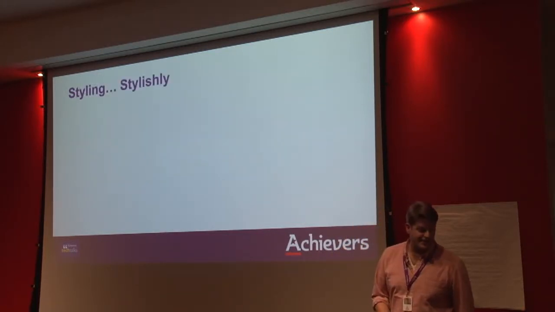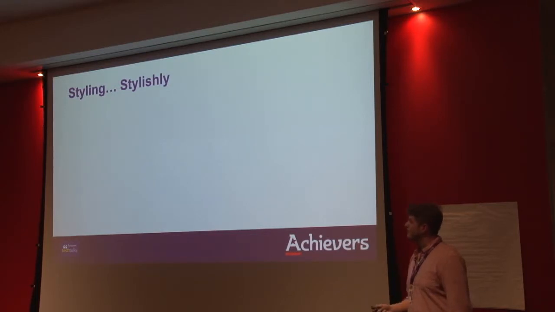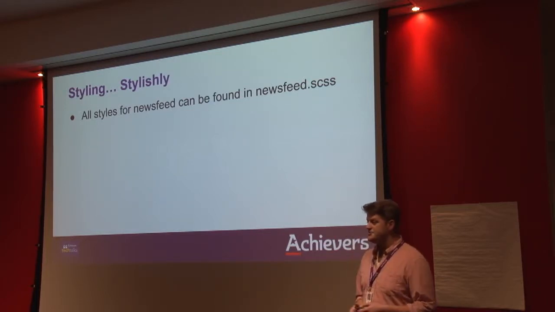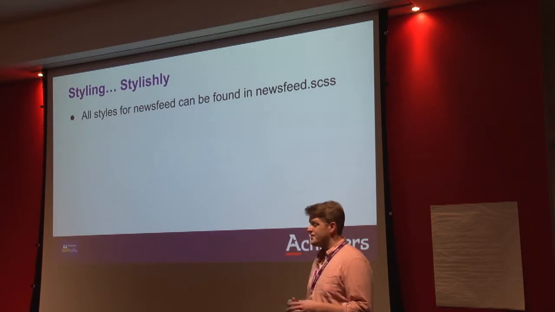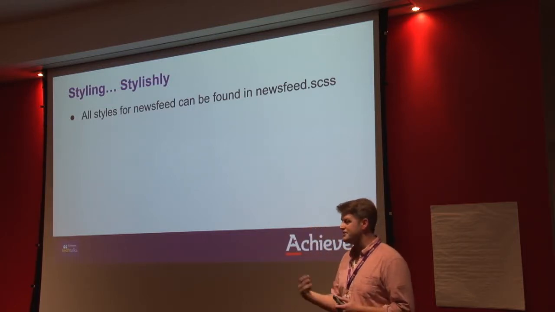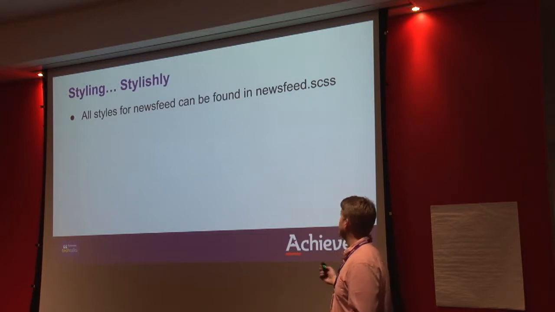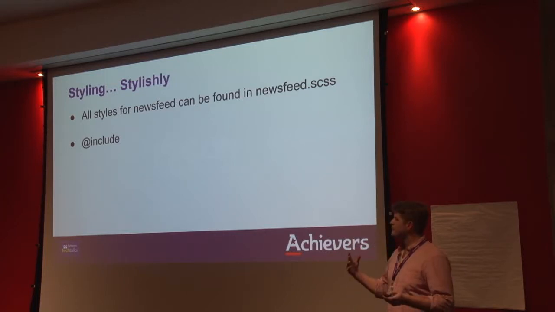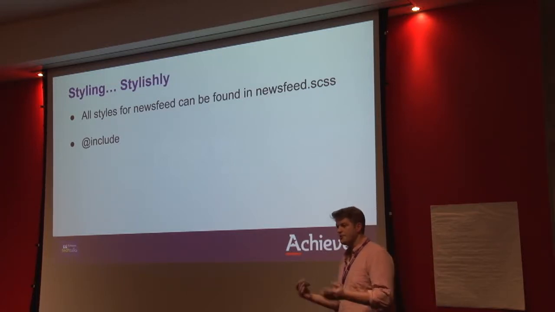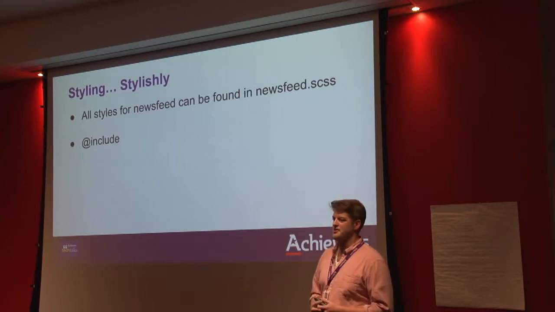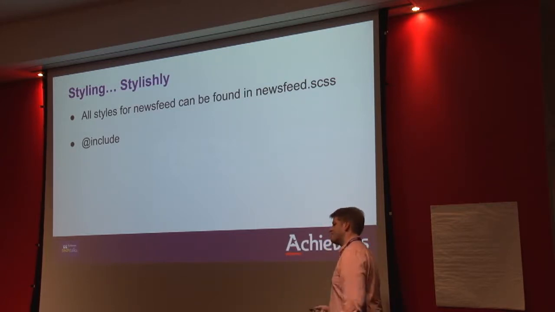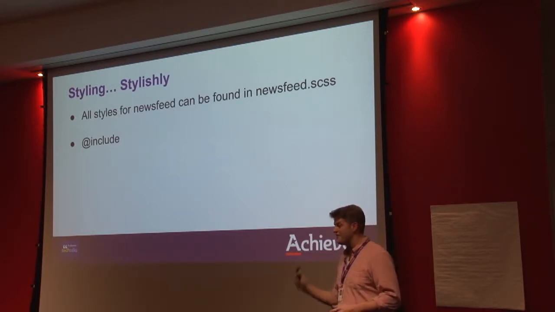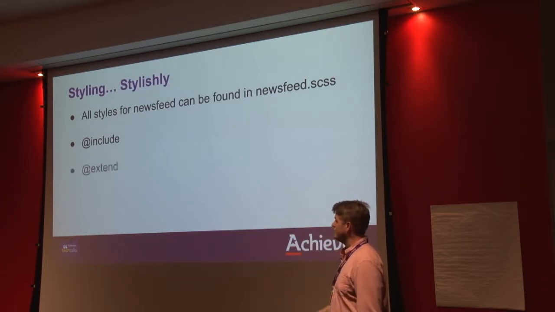Cool. So, styling stylishly, as I like to put it. All of our news styles for the newsfeed can be found in one file, newsfeed.scss. It's great. You don't have to go skimming through global.css for all the different occurrences of the class we're looking for. It's all in one file. We can include. So include is great. You know how when you're doing border radiuses on something, you don't want to have to remember dash WebKit border radius, dash Moz border radius. You can just include border radius for the border radius you want, and it spits out everything you need. It's beautiful.